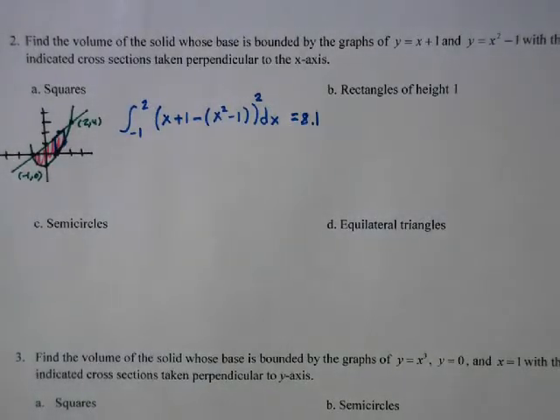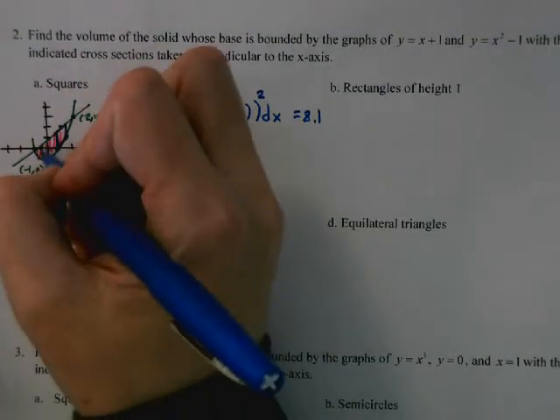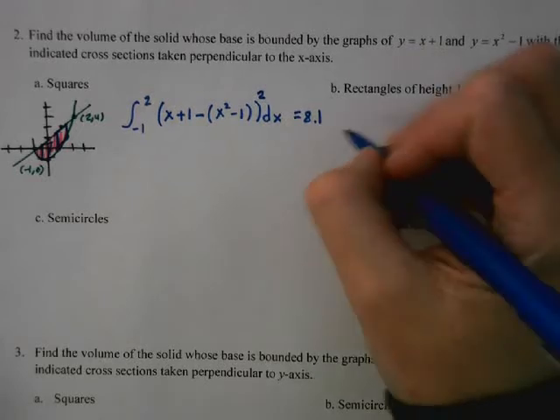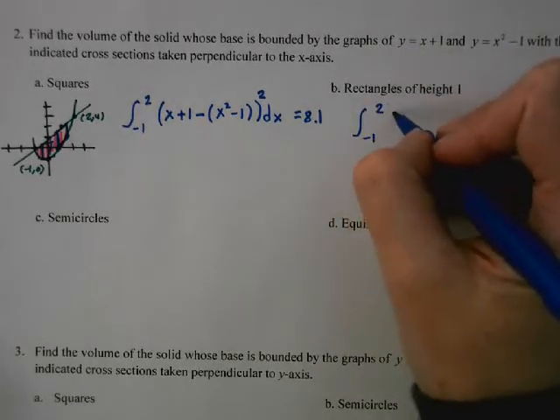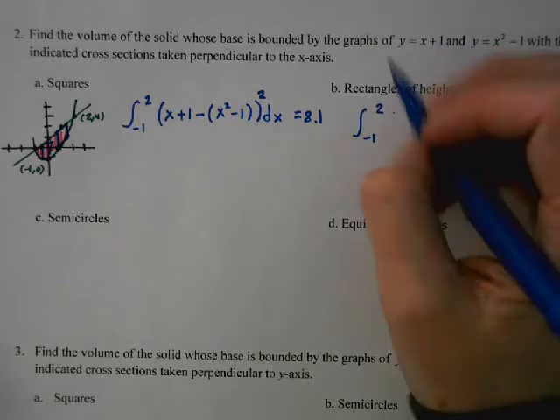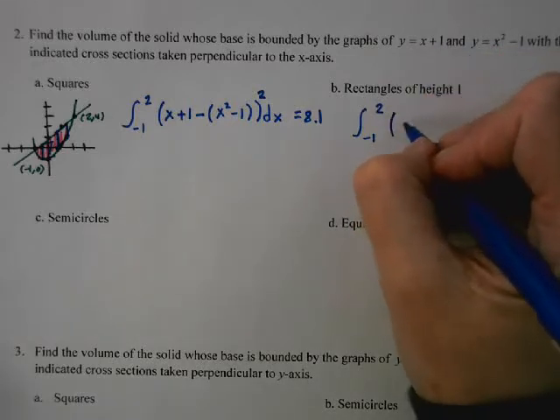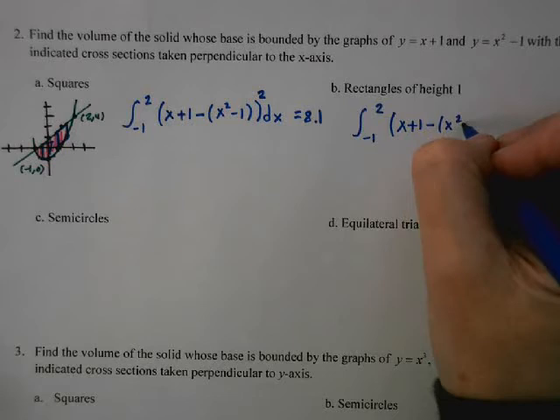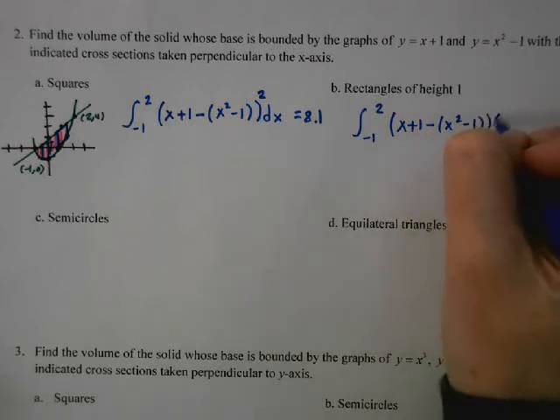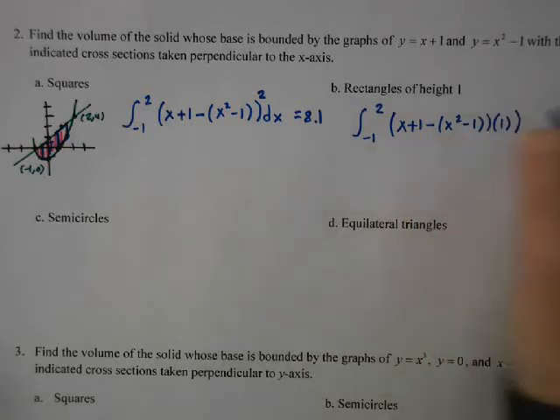Okay, if we do the same thing with rectangles of height 1, we're going to have the integral from negative 1 to 2 again of base times height. So the base is just going to be that x plus 1 minus x squared minus 1 again, times the height of the rectangle, which is just going to be 1.